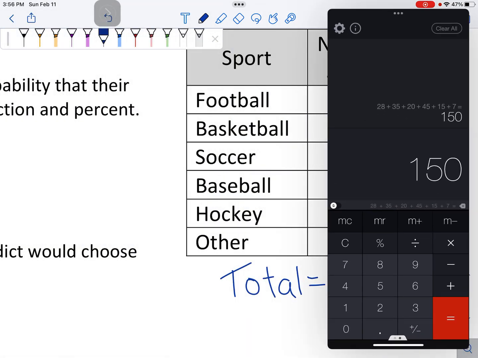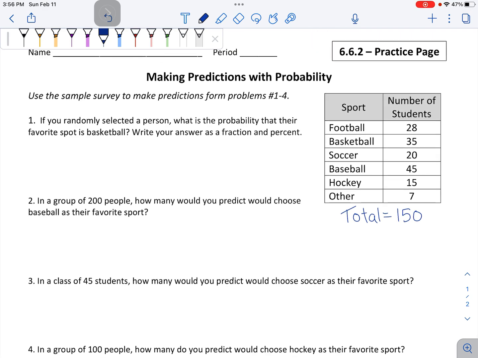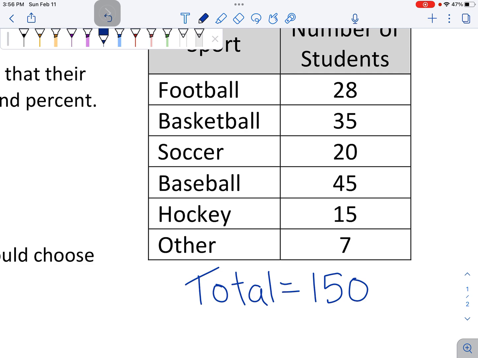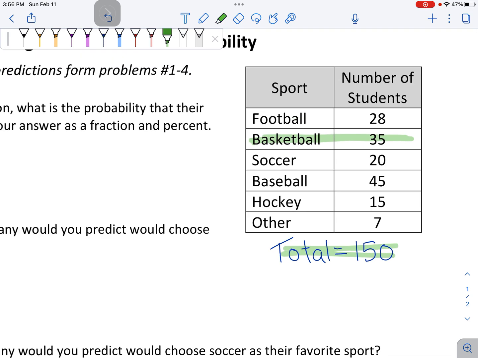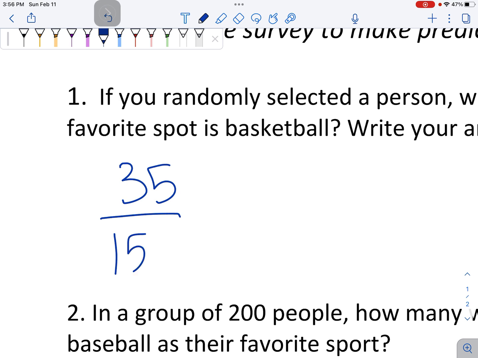Okay, for problem number 1, it says, write the probability that the person's favorite sport is basketball. So for basketball is 35 out of 150. So we would start by writing that fraction. 35 over 150. You will need to simplify that fraction.